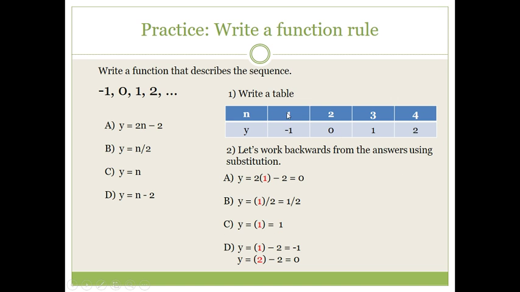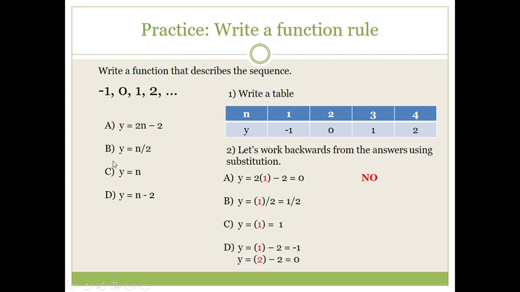So I'm going to plug in the first number. I'm going to plug in 1 for n in A and work it out and see if I get the y value that's listed here. So in this case, if I replace n with 1, because I'm just checking to see if I plug in a 1, will I get a negative 1 for y? I would get 2 times 1 minus 2, and 2 times 1 is 2, minus 2 is 0. But in this case, the y value should be negative 1, not 0 when I plugged in a 1 for the n. So then I know that A is no good, so that's a no.